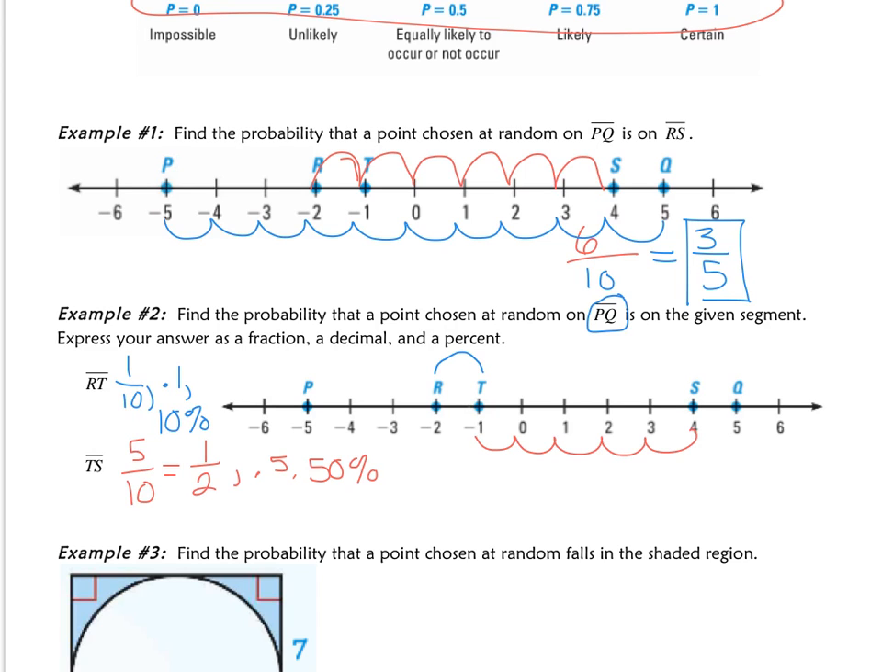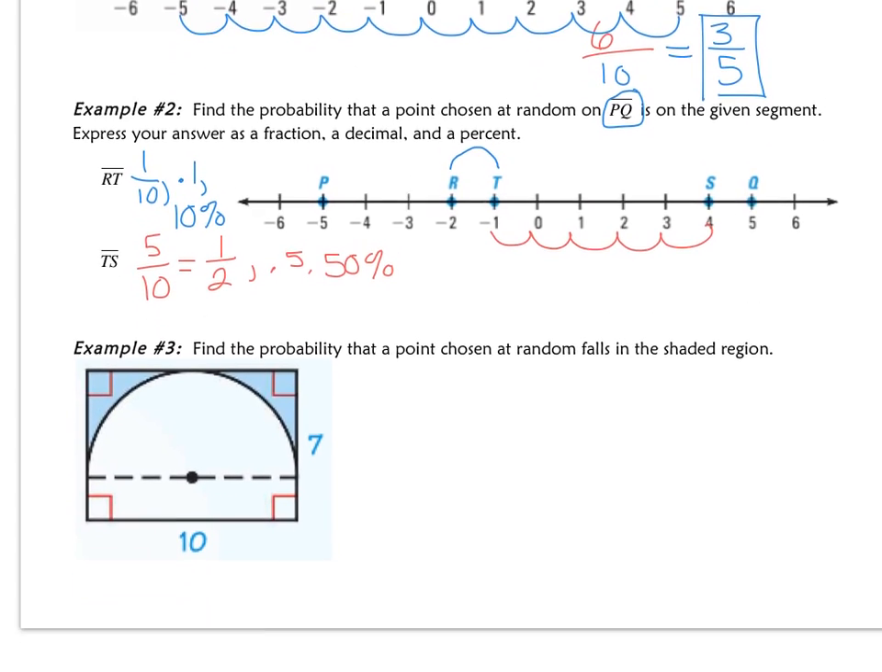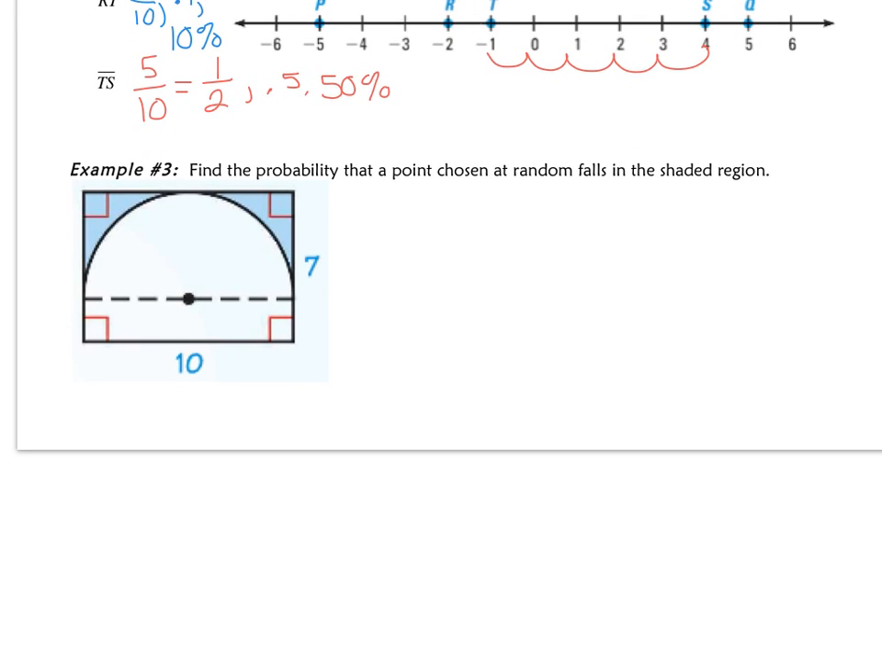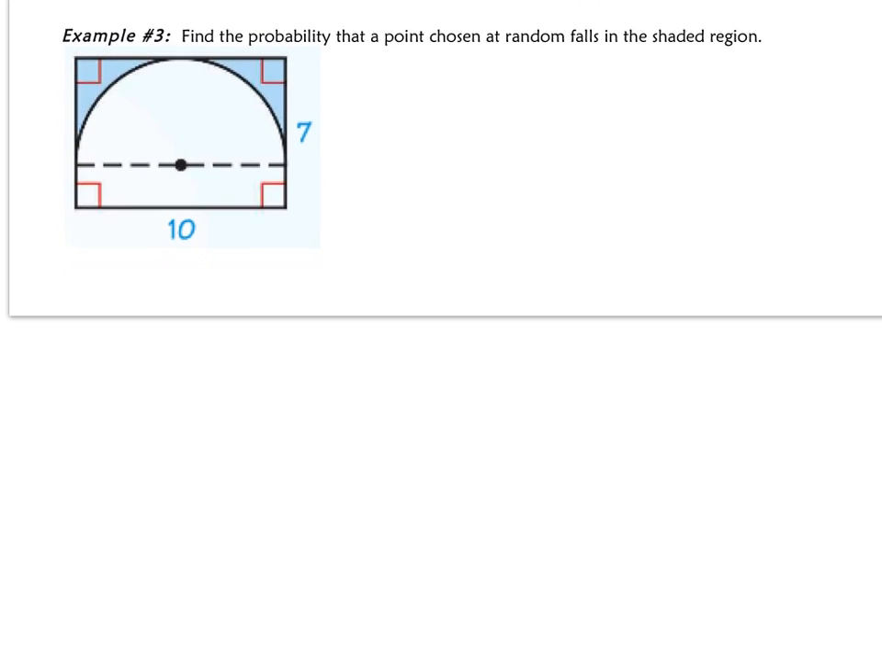Alright, so that shouldn't be too bad. Now we're going to get to the stuff that's a little bit more difficult: probability when there are shapes. I want to find the probability that a point chosen at random falls in the shaded region. By definition of probability, if I want to find the probability of the shaded region, I have to find the area of the shaded region over the total area.